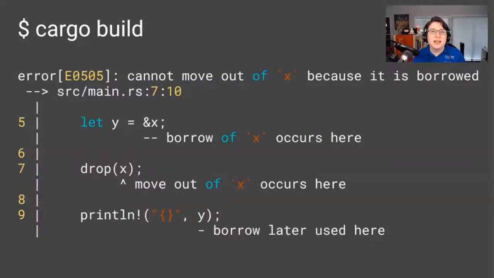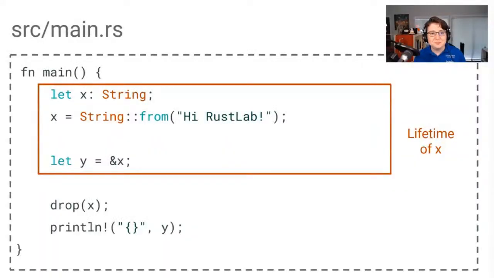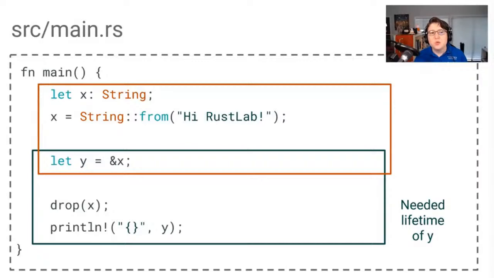We can't drop X at that point because it is borrowed, and that borrow is used again later. The borrow checker tells us that X, because it is referenced by Y, needs to stay alive for at least as long as Y needs to stay alive. X's lifetime must be greater than or equal to Y's. Looking at this in the code, again, this is X's lifetime. And this is what needs to be the lifetime of Y, which is a reference to X. Notice that even though they overlap, X's lifetime ends before Y's lifetime is supposed to end.